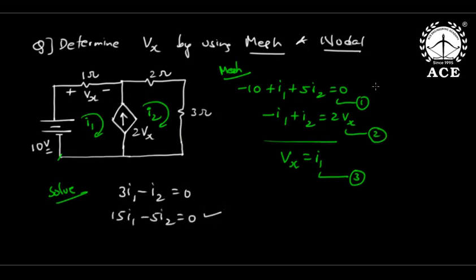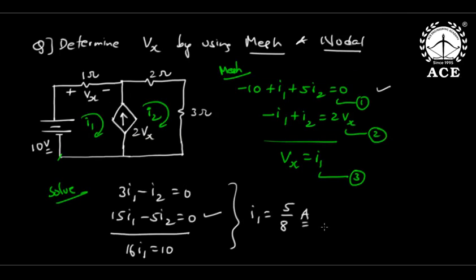I will add this and this. If I add this and this, it is 16I1 equal to 10. So from this, I1 is 5 by 8 amperes. If I1 is 5 by 8 amperes, that implies Vx is 1 into I1, which is also 5 by 8 volts. Okay, Vx is 5 by 8 volts.